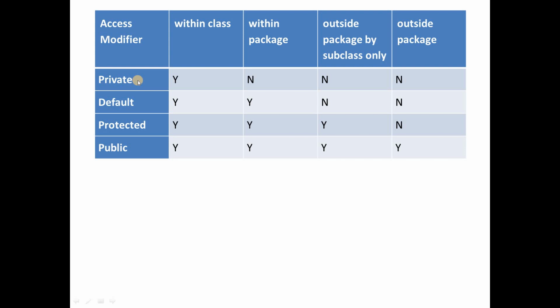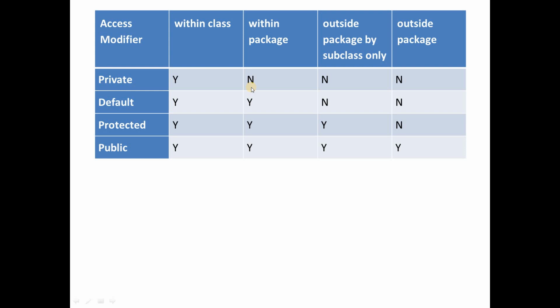Look at here. The private access modifier, we know, is accessible only within the class. That's why we place yes here in the within the class column. But private data members, private methods and private constructors are not accessible within the package. That means it is not accessible outside the package, or by a subclass, or outside the package.